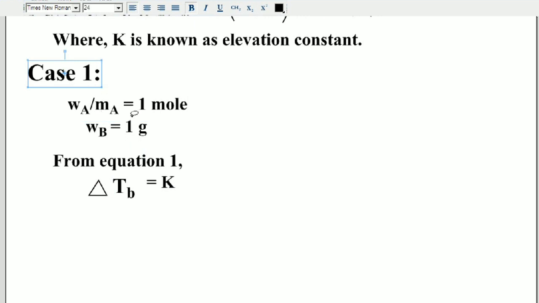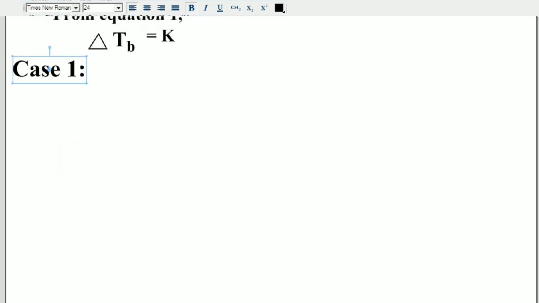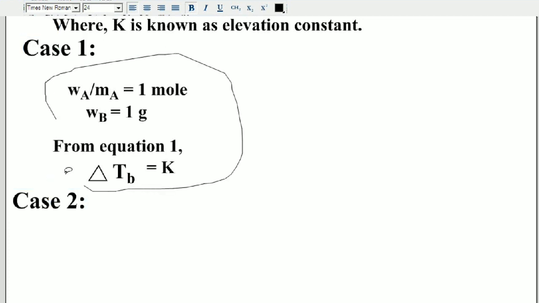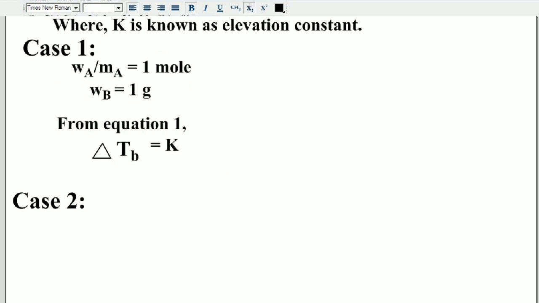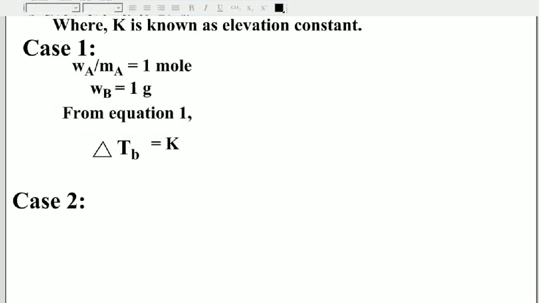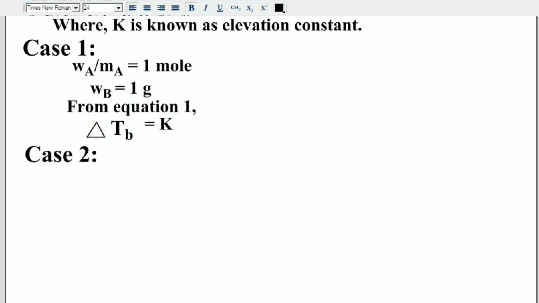Suppose students, we can see case 2. Students, case 1, delta TB is equal to the elevation constant. Whenever the number of moles of solute is 1 mole and the mass of the solvent is 1 gram, then delta TB, the elevation in the boiling point, is equal to the elevation constant K.